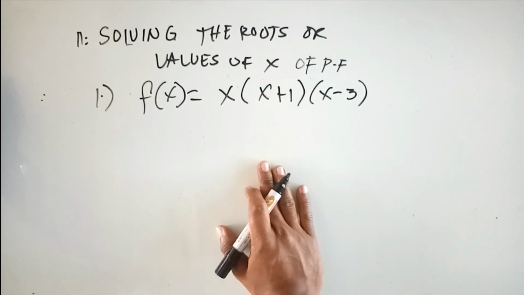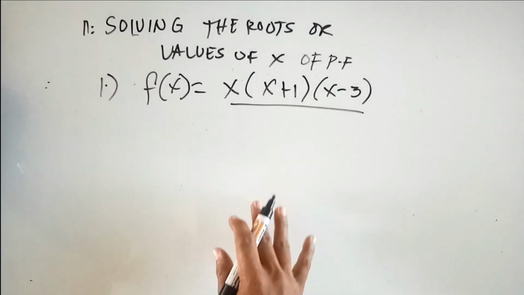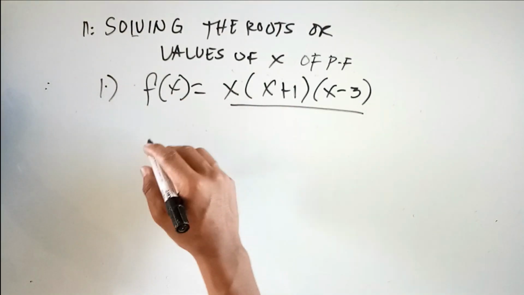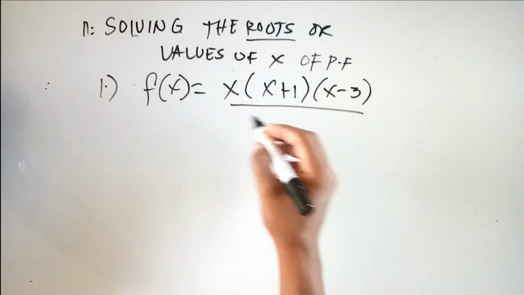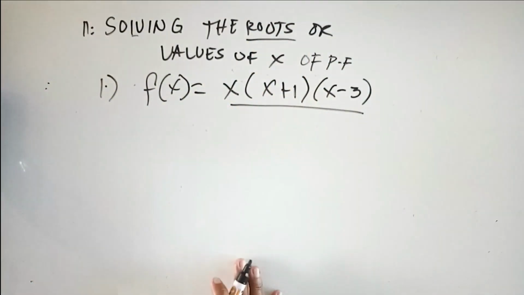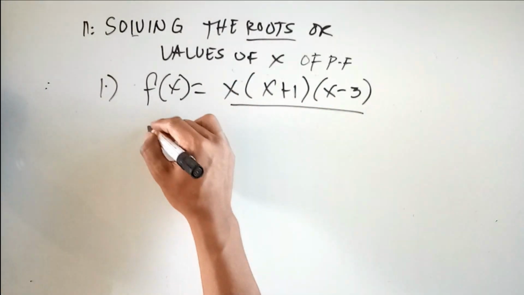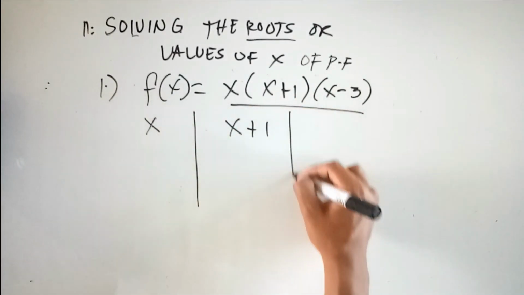So here, this is a polynomial function. We have some steps to consider. First thing to do is you need to find the roots, the values of x of this certain polynomial function, and we're going to identify the degree of it, the highest exponent. First thing to do is very easy. You are just going to segregate all the factors like this.